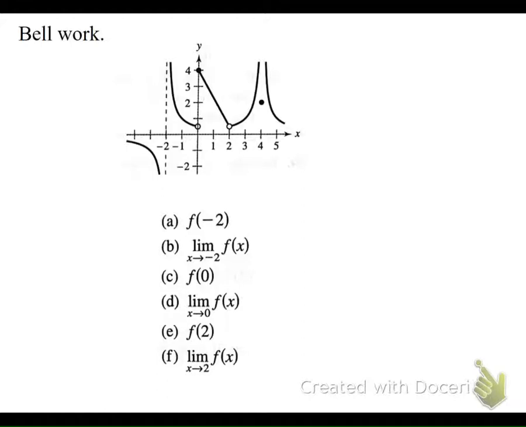Okay. f of negative 2 would be a solid point at negative 2, but at negative 2 there's a vertical asymptote there, so this does not exist. There is no point there.